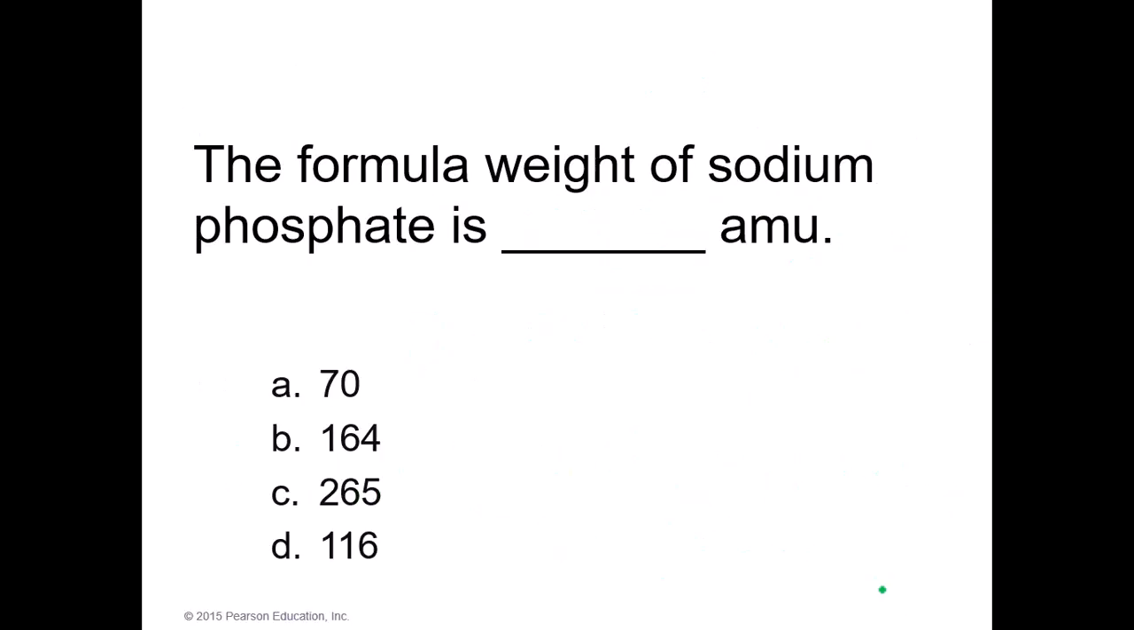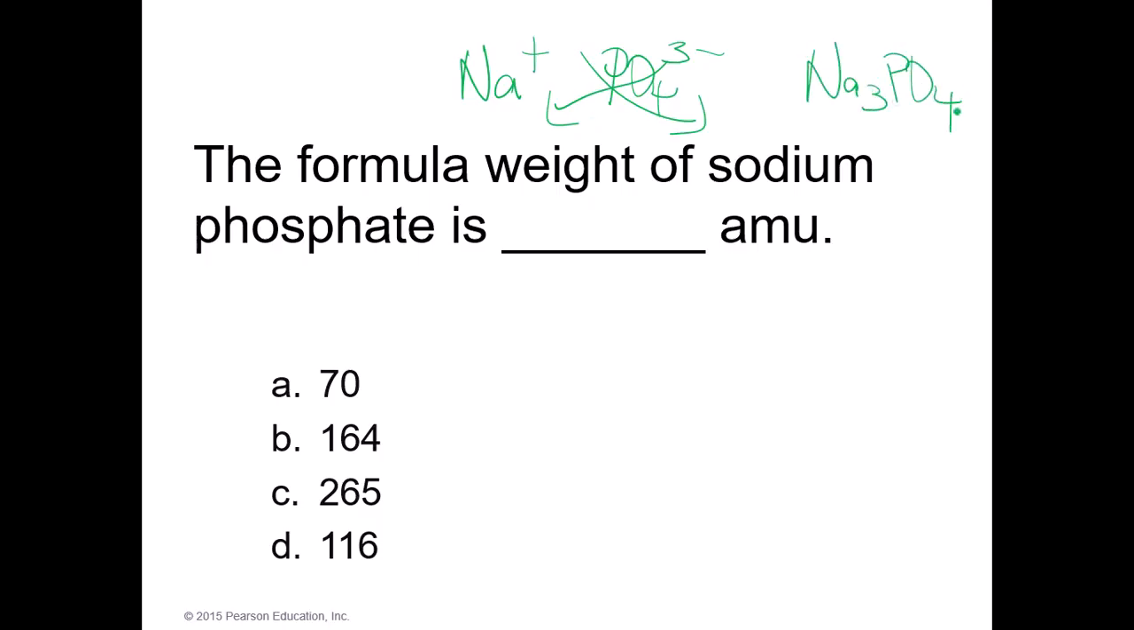Okay, so your turn again. The formula weight of sodium phosphate is which of the following? Pause the video, work through the problem, come back. So sodium is Na+, and phosphate is PO4 3-. So then Na3PO4. And so then you should have got about 164. So 164 should be the formula weight of sodium phosphate.